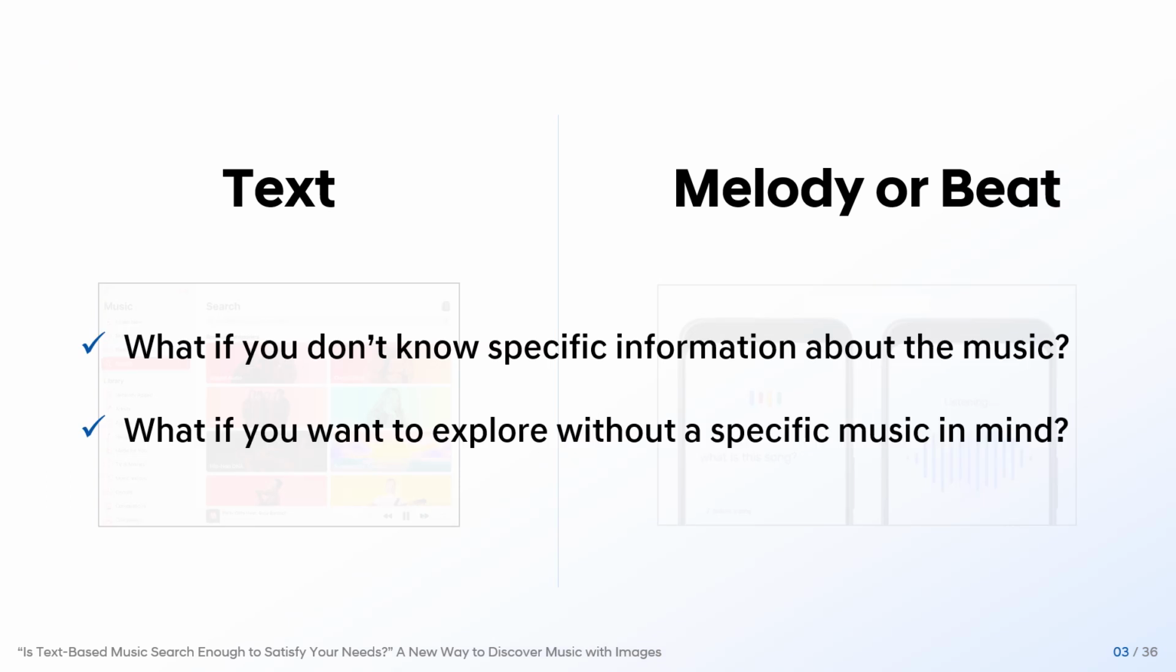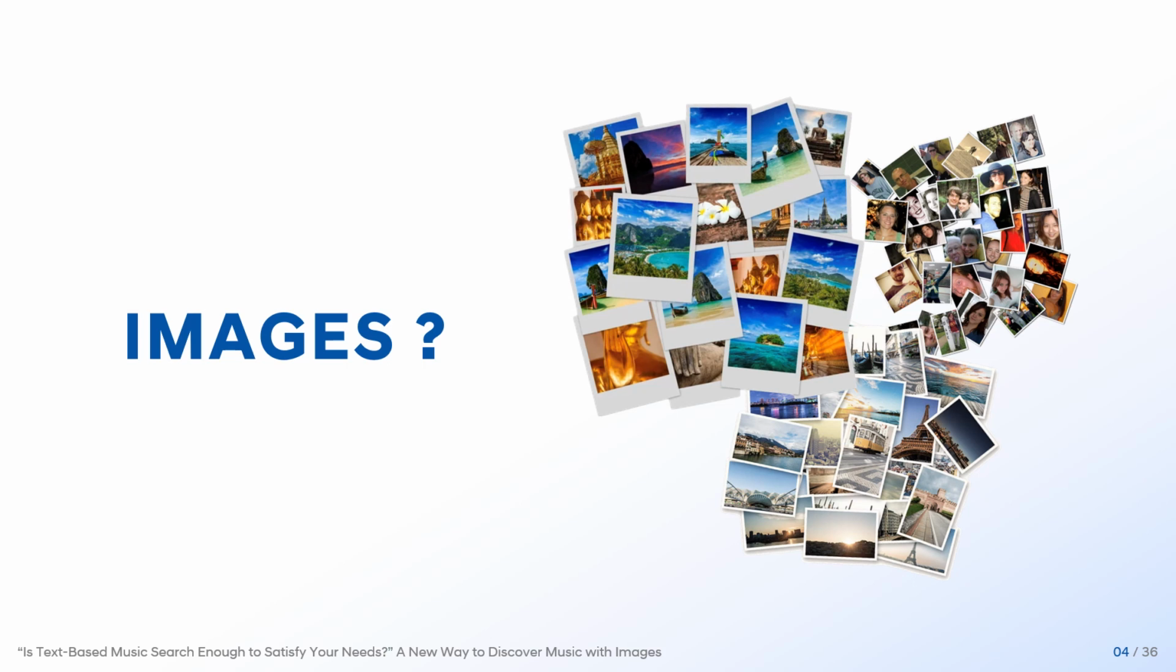So, we believe there is a need for discussion on new methods for searching music in situations where information about the desired music is ambiguous, or when users are unsure about what music they are looking for. When the information is ambiguous, or when one is unsure about what music they are looking for, could we not use images that intuitively express emotions or directly depict specific themes?